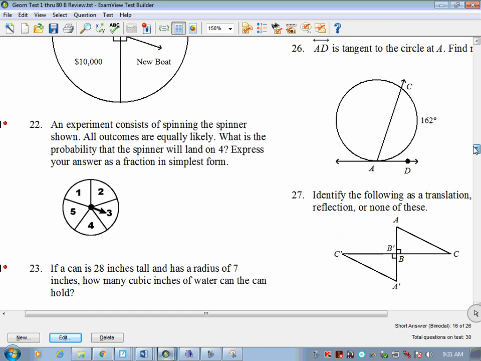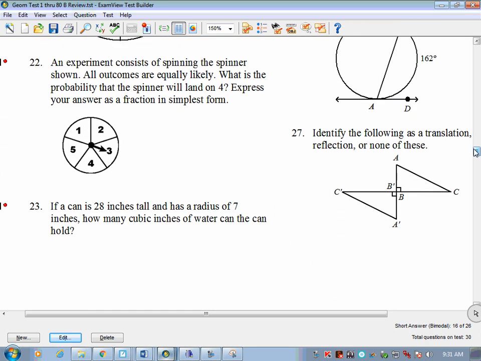22. An experiment consists of spinning the spinner shown. All outcomes are equally likely. What is the probability that the spinner will land on 4? Express your answer in simplest form. Again, we want probability. So what number goes on top? 1. There's only one 4 on there, right? So 1. What's the total? 5. Is that the answer at the bottom? Hope so.